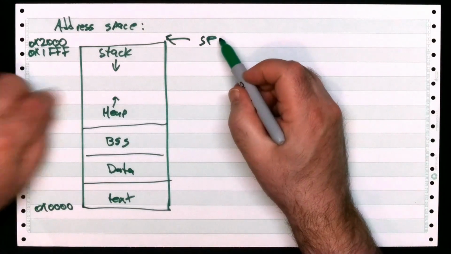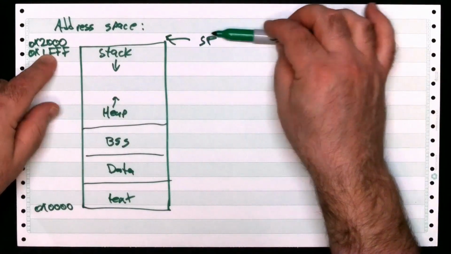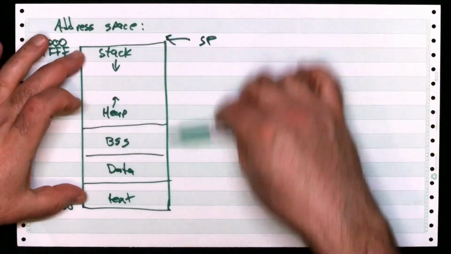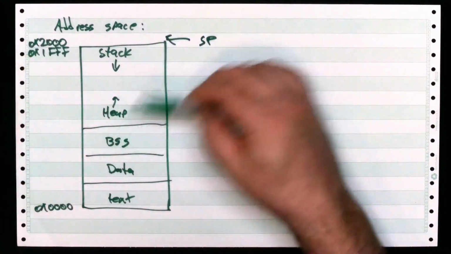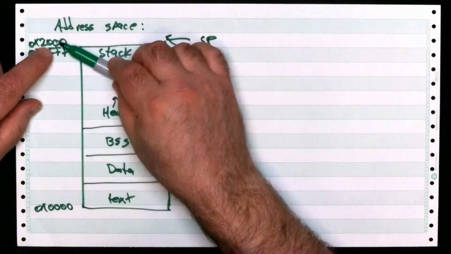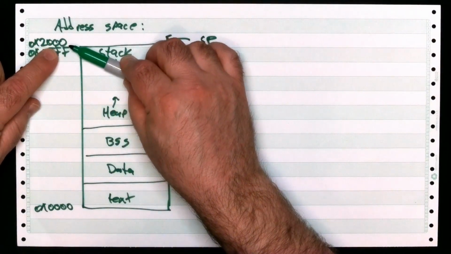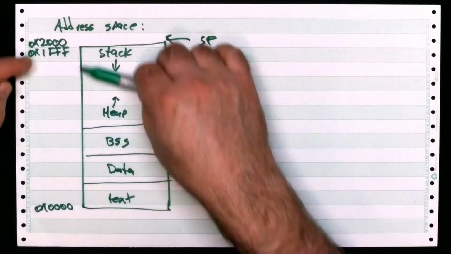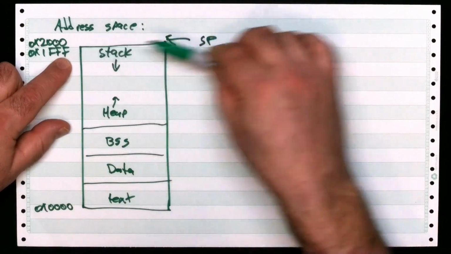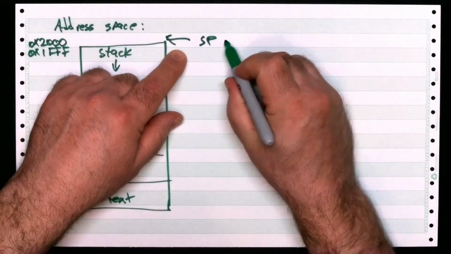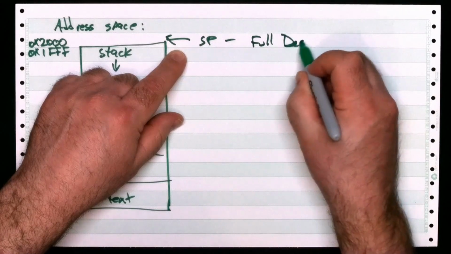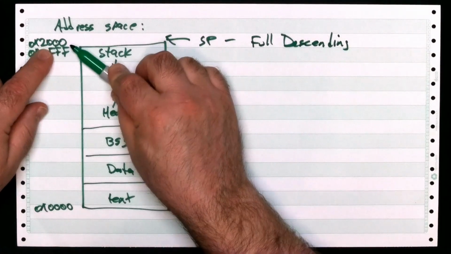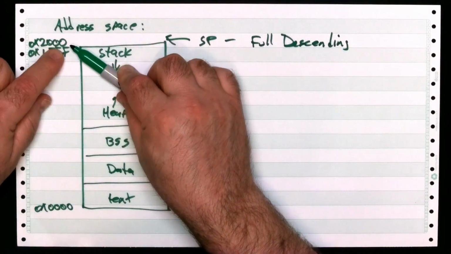We need to get the stack pointer set. I'm going to set it to the address of the first byte that's not in the actual memory of the machine. So if our machine, for example, has exactly 2000 in hex bytes, the bytes will be addressed 0 through 1FFF. Therefore, the stack pointer for a full descending stack will have to be initialized to 2000 in hex.